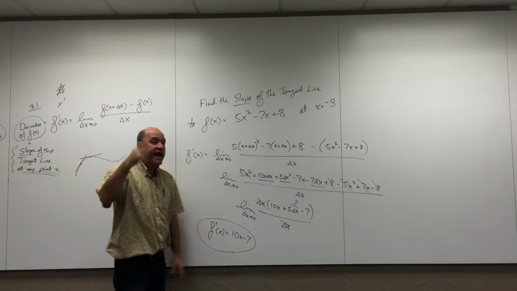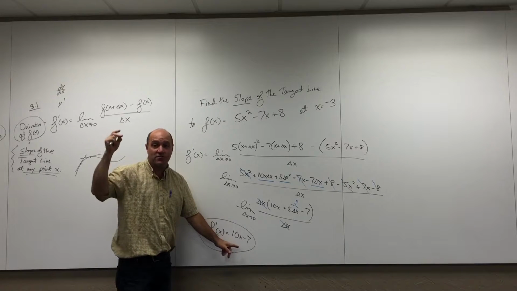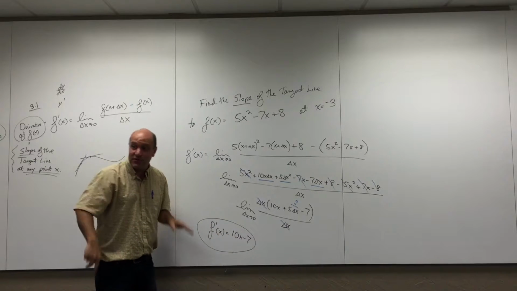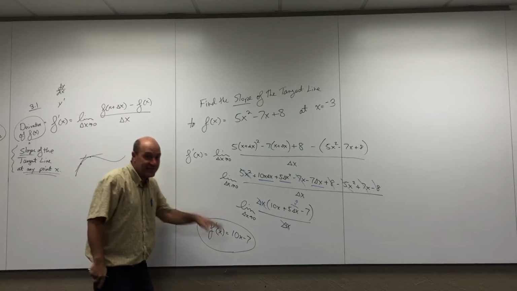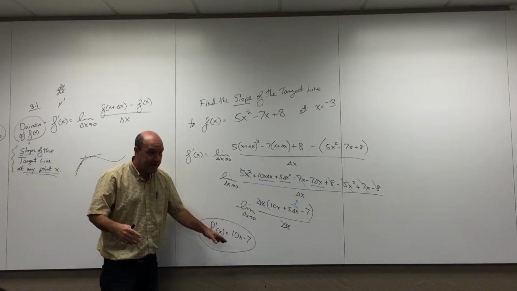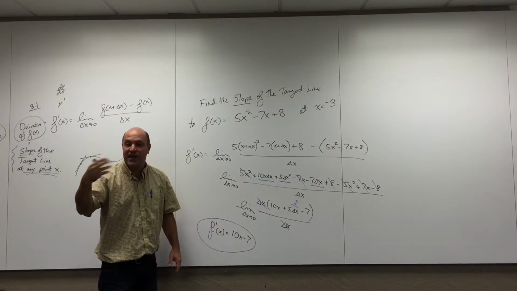If I want the slope when x is 1, can you tell me the slope when x is 1? When x is 2, tell me the slope. When x is 4, tell me the slope. Bam. You know what I'm saying? You got a cool little formula here. You can shout them all out.